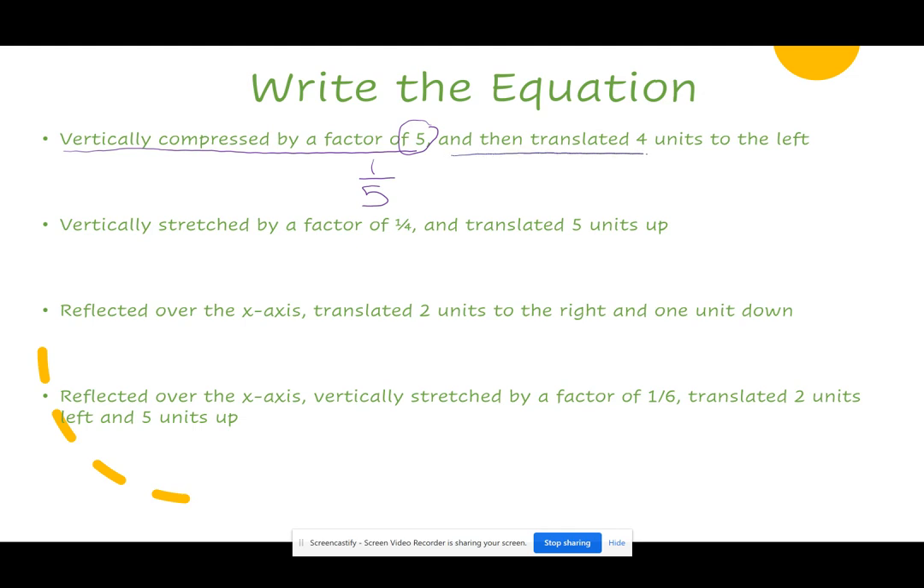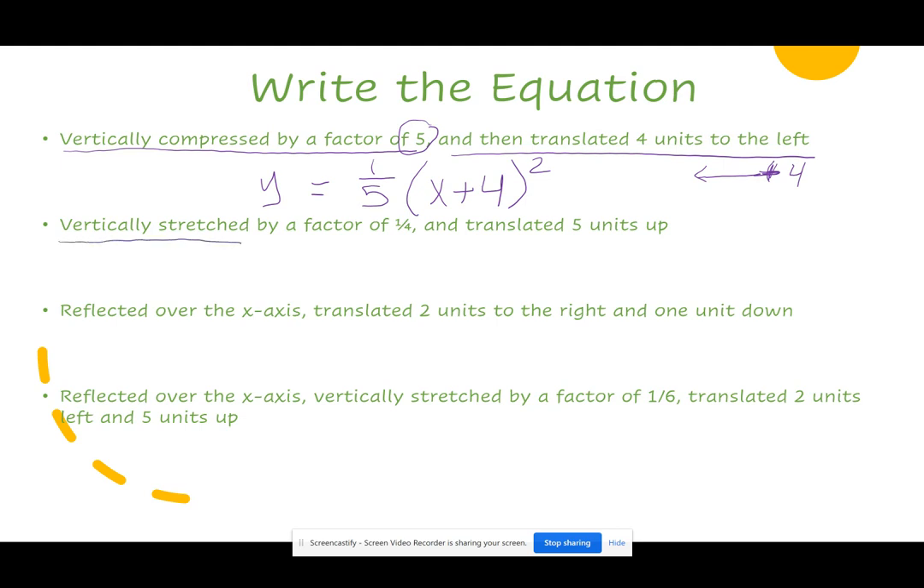Then it says translated 4 units to the left. So since it's to the left, you would think -4, but the right and left is opposite signs, so we're going to have a +4. So that +4 goes in the parentheses because that's what moves it right and left. You always have your squared. And we hit everything else. So our equation is y equals 1/5 times x plus 4 squared. On to the next one.